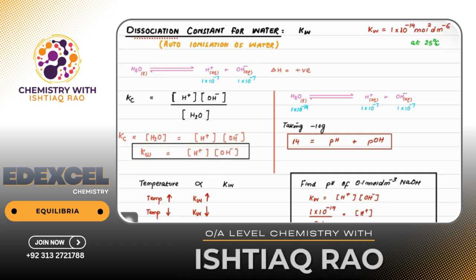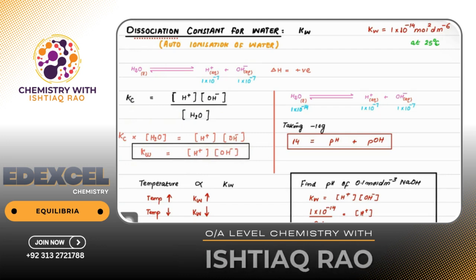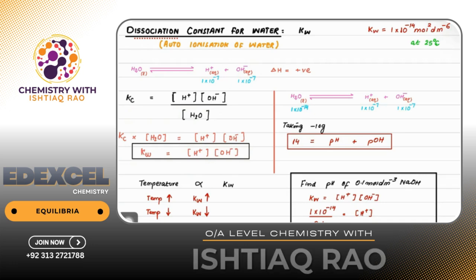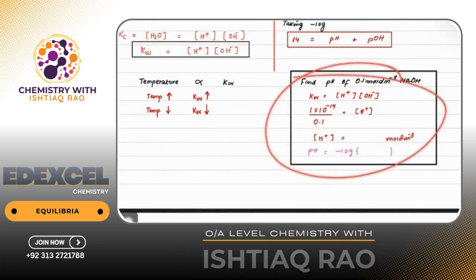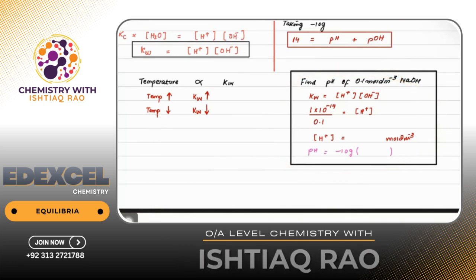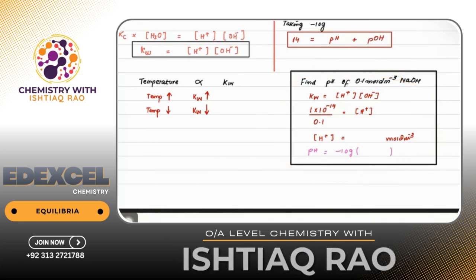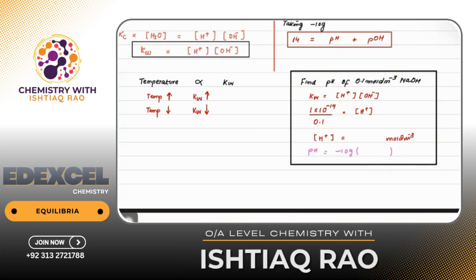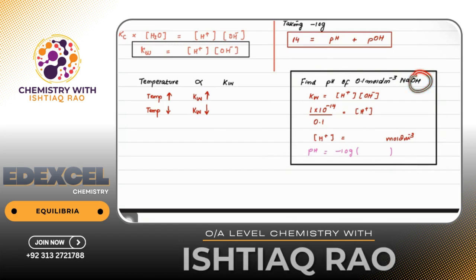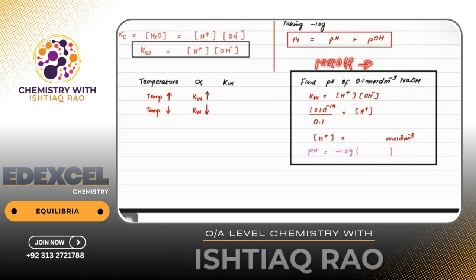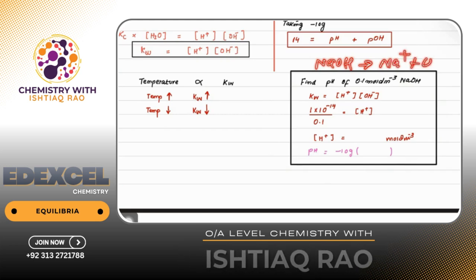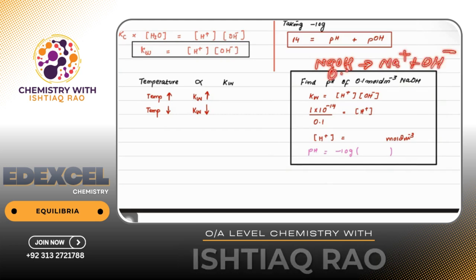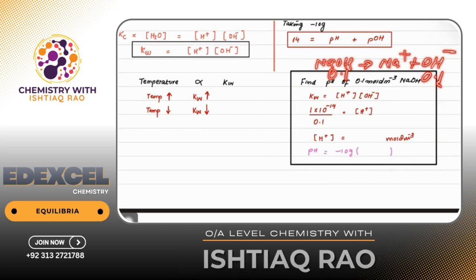It's a very useful relation. How? You can see this question. This is a very good question to learn the importance of this relation. I gave you the concentration of OH. NaOH is going to give you Na plus and OH minus. So if this is 0.1, I gave you OH minus.